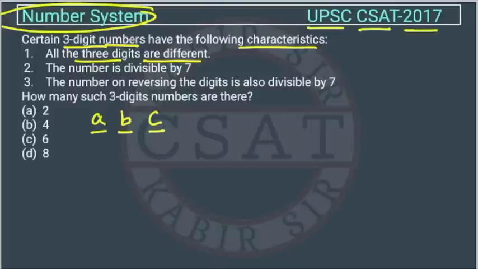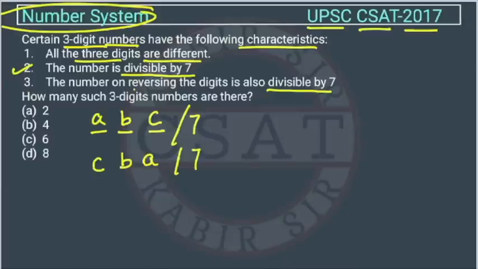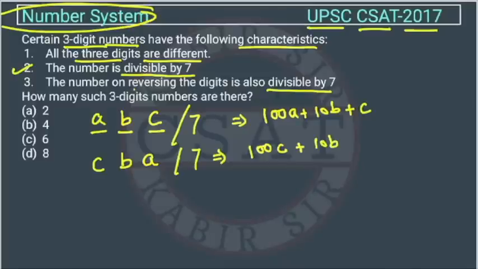Okay. Now, second condition. The number is divisible by 7. So this number is divisible by 7. Third, the number on reversing the digits is also divisible by 7. So when we reverse it, this number is also divisible by 7. Right. So see, this number we can write as 100A plus 10B plus C. Similarly, the reversed number can be written in the form of 100C plus 10B plus A.